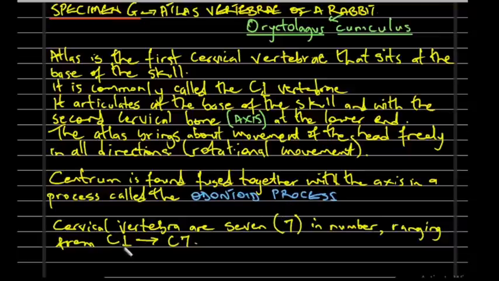Now, the number of cervical vertebrae that we have in this particular animal, the Oryctolagus corniculus, the rabbit, is 7. So it ranges from the C1 to the C7. 7 cervical vertebrae in number. That is what the cervical bones are.